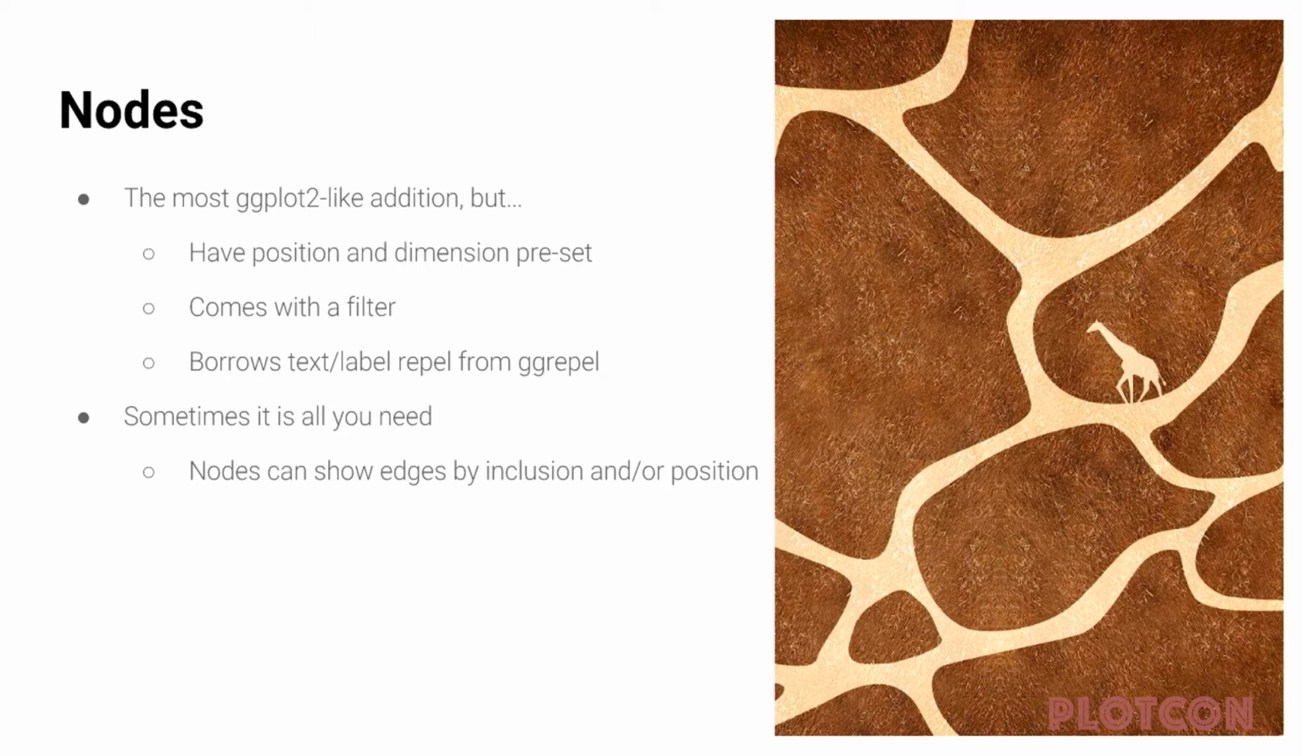It also comes with a filter, so it's very easy to only show part of the nodes directly based on the data that you have. And it also comes with some niceties from some of the other packages that have been developed for ggplot2. So for instance, you can label your nodes, and you can make sure that they don't overlap by using the ggrepel package automatically.